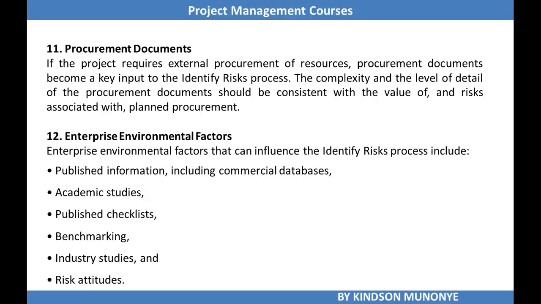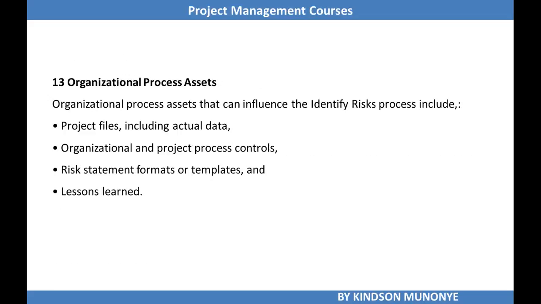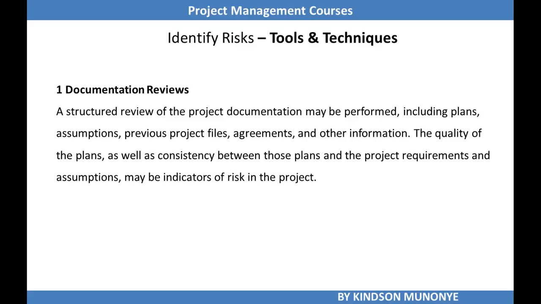Some of them that can influence the identify risk process are published information, including commercial databases, academic studies, published checklists, and so on. And finally, we have organizational process assets as inputs. Organizational process assets can influence the identify risk process. For instance, the project files including actual data, organizational and project process controls, risk statement formats or templates, and lessons learned. And then let's now take a look at the tools and techniques that might be used in identifying risks.